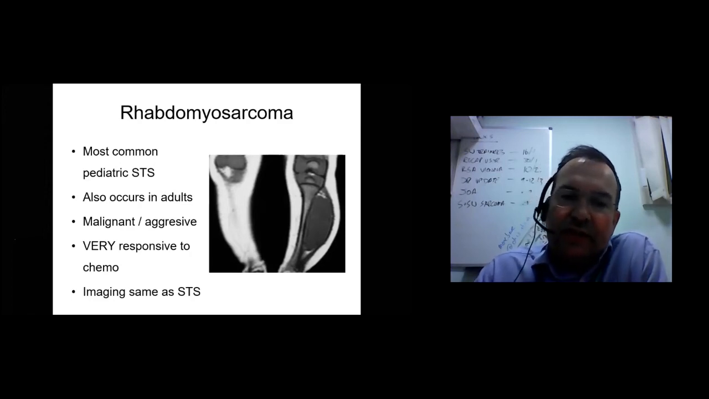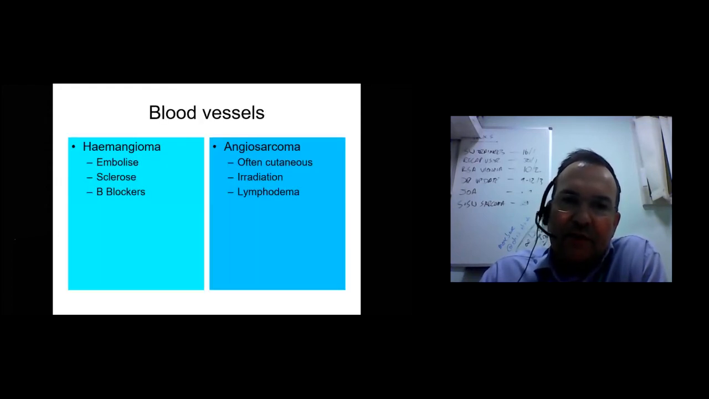And unusually, this is one of the soft tissue sarcomas which is very responsive to chemotherapy. So many of the soft tissue sarcomas are not responsive to chemotherapy. This is one just to flag up in your revision that is relatively responsive, and the pediatric oncologist will give that up front.